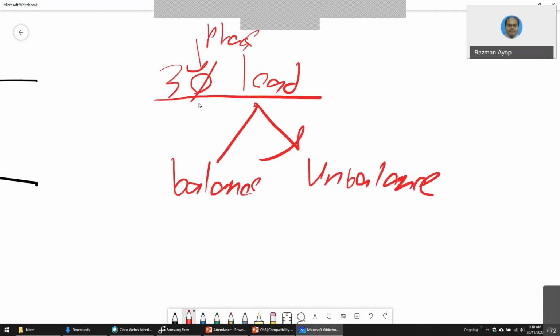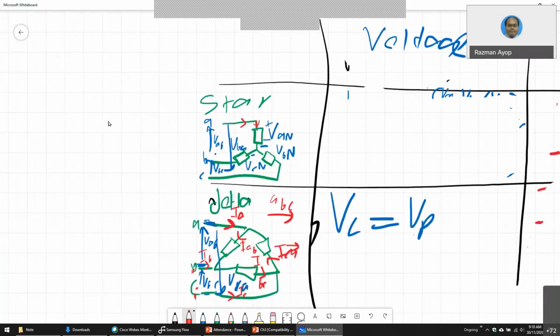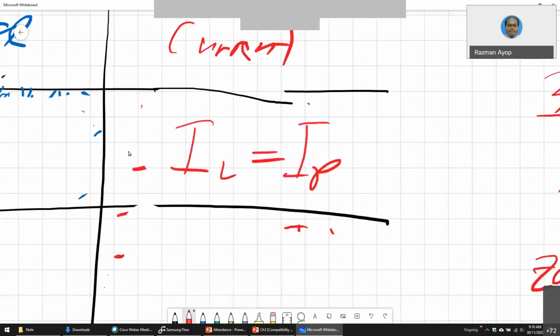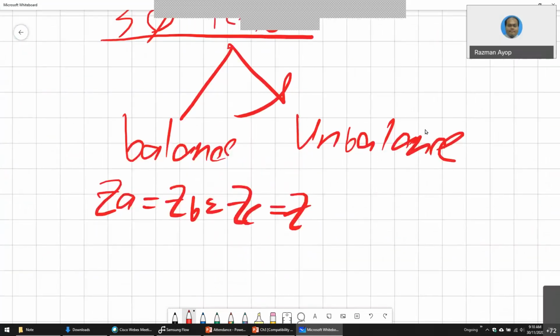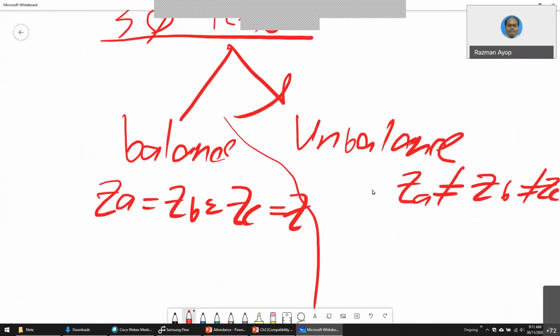Balanced means that ZA equals ZB equals ZC equals Z. So basically, the load at A, the load here, and the load here are the same. That is what is meant by balanced load. For unbalanced load, ZA does not equal ZB and does not equal ZC. That is the difference between balanced and unbalanced.